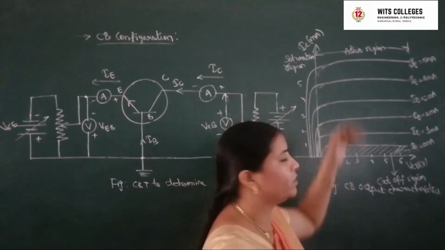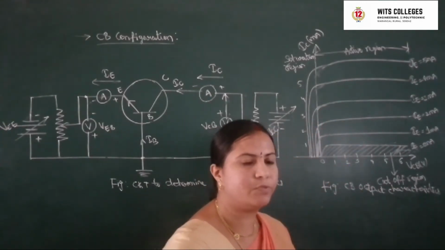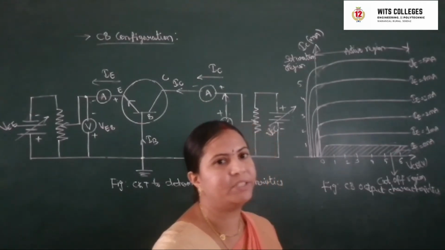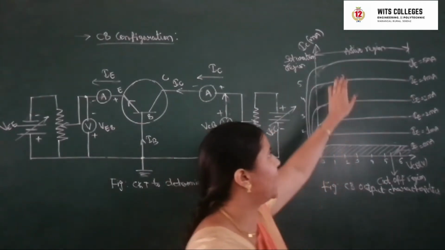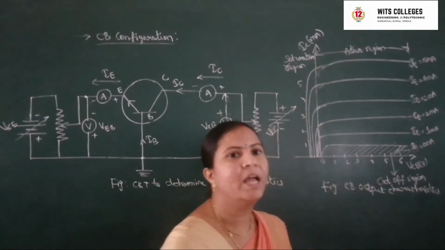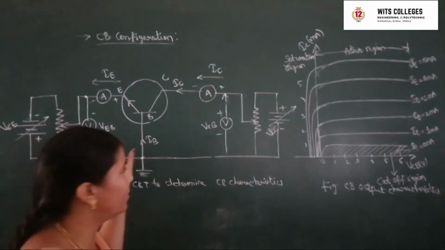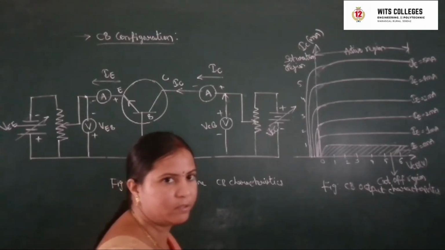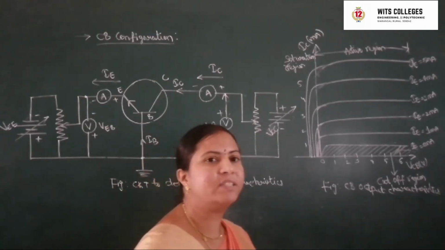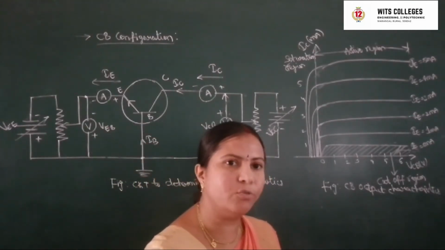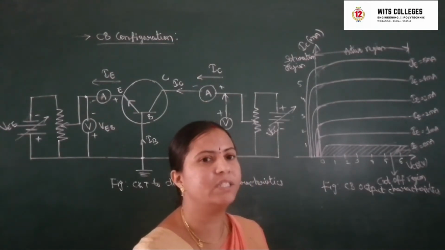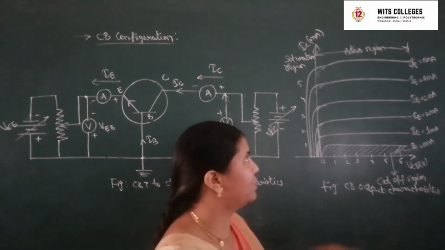Coming to the active region, the emitter base junction is forward biased and the collector base junction is reverse biased. So the transistor is always operated in the active region. Here in this diagram, the input is connected in forward bias and the output is connected in reverse bias. Always the transistor is operated in the active region only.